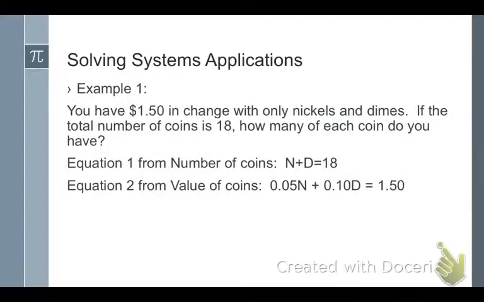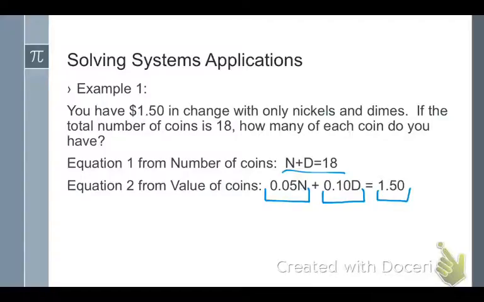So the number of coins is said to be 18, so n is nickels, d is dimes, n plus d is 18. Right there. Now, how much money n nickels is worth is 0.05 times n. And how much money the number of dimes is worth is 0.1 times the number of dimes, equals $1.50.